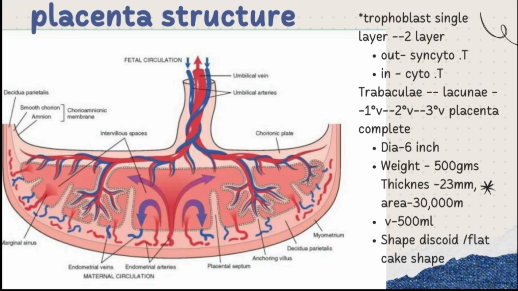It contains the intervillous space. In that space only, the maternal blood circulates. There are placental septa which are forming this space. Then here you have the outer layer, the myometrium, the inner one is the decidua parietalis, and the innermost is the chorion and the amnion, the chorioamniotic membrane. So this is how the circulation takes place. This diagram you can remember like this.